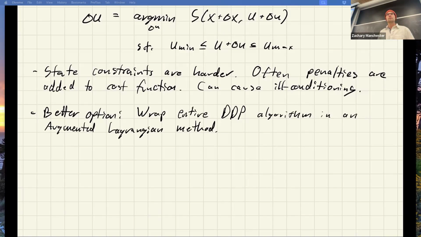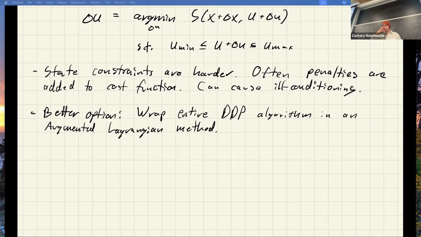Anybody else? It seems like you're not totally convinced that this is a good method. What are the downsides to this, the augmented Lagrangian wrapping? No, it works. If you're going to do DDP and you need to handle state constraints, this is probably the best way to go. Definitely better than putting hacky penalty stuff in.